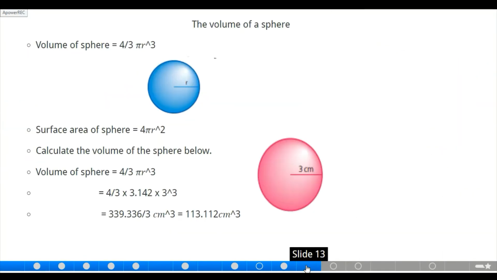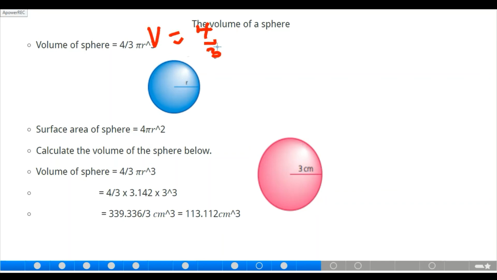Okay, now let's look at the volume of a sphere. To calculate the volume of a sphere, the formula is 4 over 3 pi r cubed. And the surface area of a sphere is calculated as 4 pi r square. So we have a question here. We have to calculate the volume of this given sphere. For this sphere, the radius is 3 centimeters. And based on the formula that we have, the volume of a sphere is calculated as 4 over 3 pi r raised to power 3. So all we just need to do is express our pi and our radius.